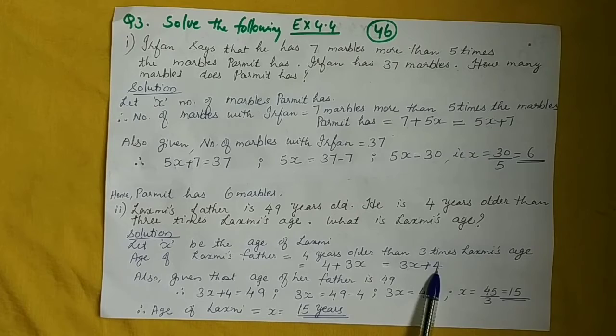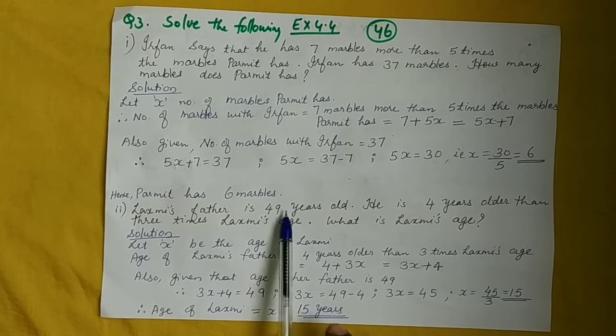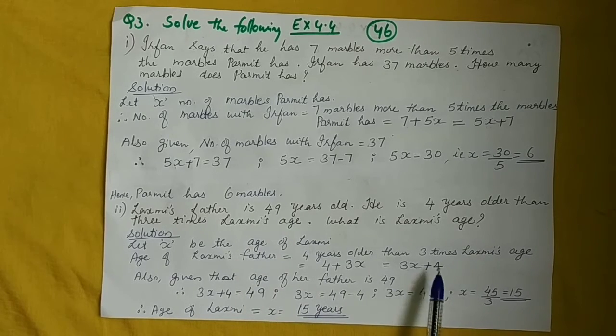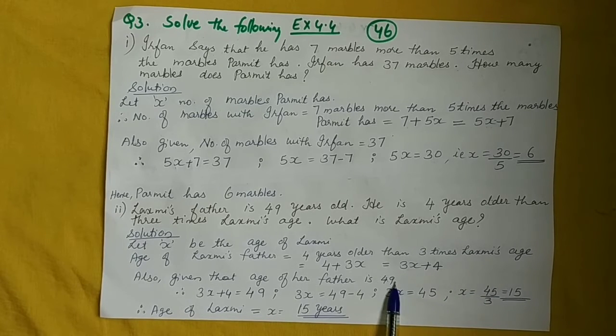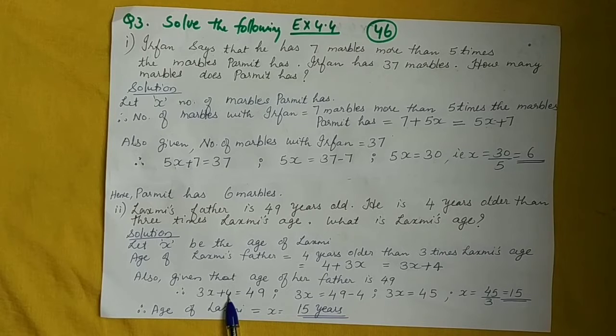So 3X plus 4. Now, the father's age is also given as 49. That means 49 is equivalent to 3X plus 4. Both are the father's age only. 3X plus 4 is the father's age and 49 is also the father's age. So we can equate both of them. Okay. So 3X plus 4 is 49. Now also what we are doing, we are keeping the variable on one side, constants on the other side. Let 3X be in LHS, that is already in LHS. 4 we are taking from LHS to RHS. So when it goes to RHS, it will be a minus sign.